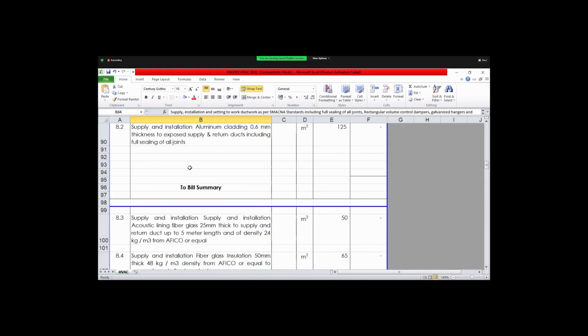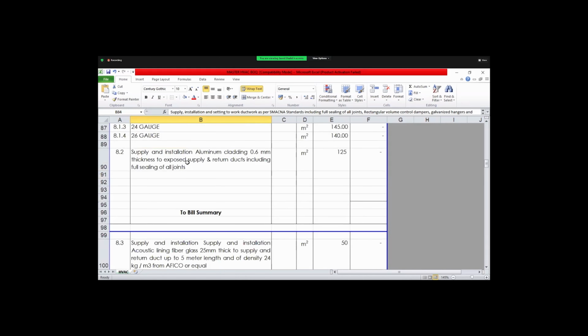So the next is supply and installation of aluminum cladding. As we discussed yesterday, the cladding part. We have to provide the cladding for our insulation, so we have to mention in the BOQ what the thickness is. Based on that we give the order, and we construct the cladding for the chill water piping.